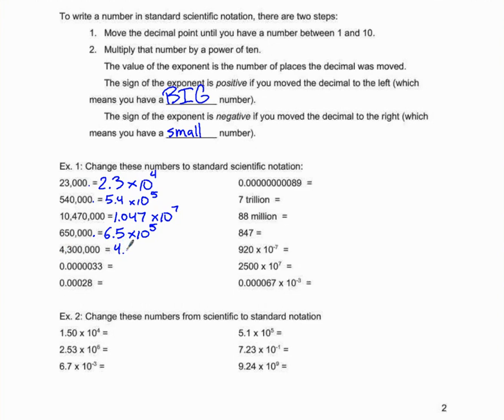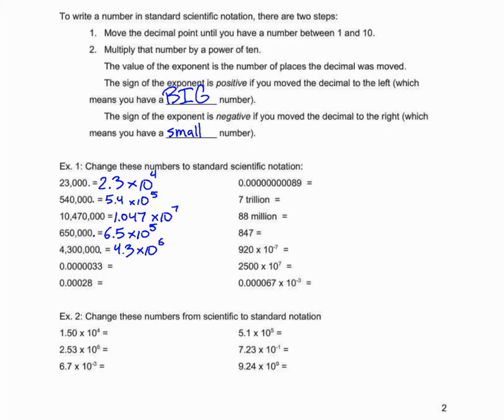4,300,000. Here's my number between 1 and 10. Times 10, I'm moving the decimal place to the left, which means positive, and that's 6 places. 4.3 times 10 to the sixth power. Those are all what we would consider large numbers. They're all at least greater than 1. They all have positive exponents.